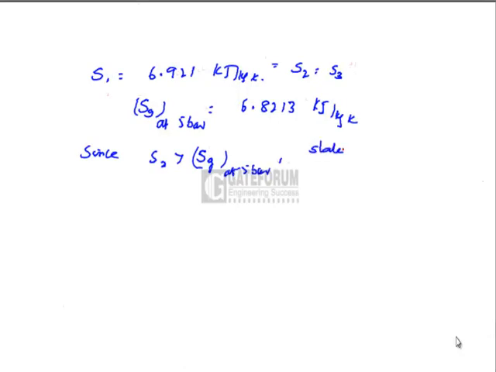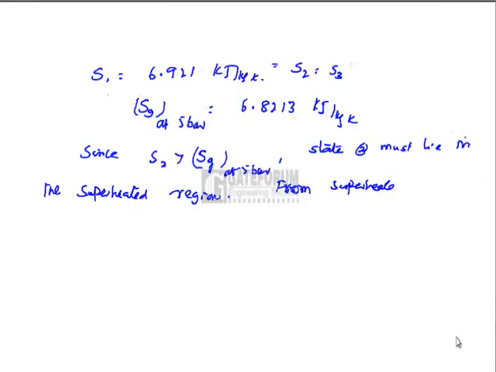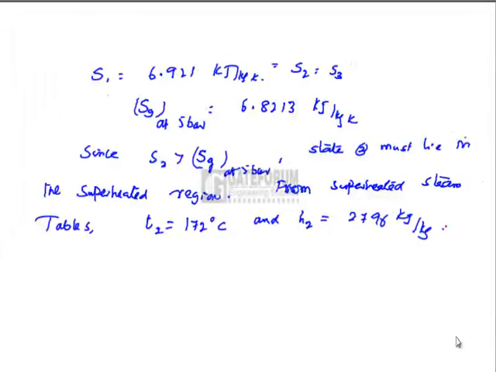state 2 must lie in the superheated region. From superheated steam tables, the temperature corresponding to T2 is 172 degrees centigrade and H2 is equal to 2796 kilojoule per kg, because state 2 is a superheated steam.